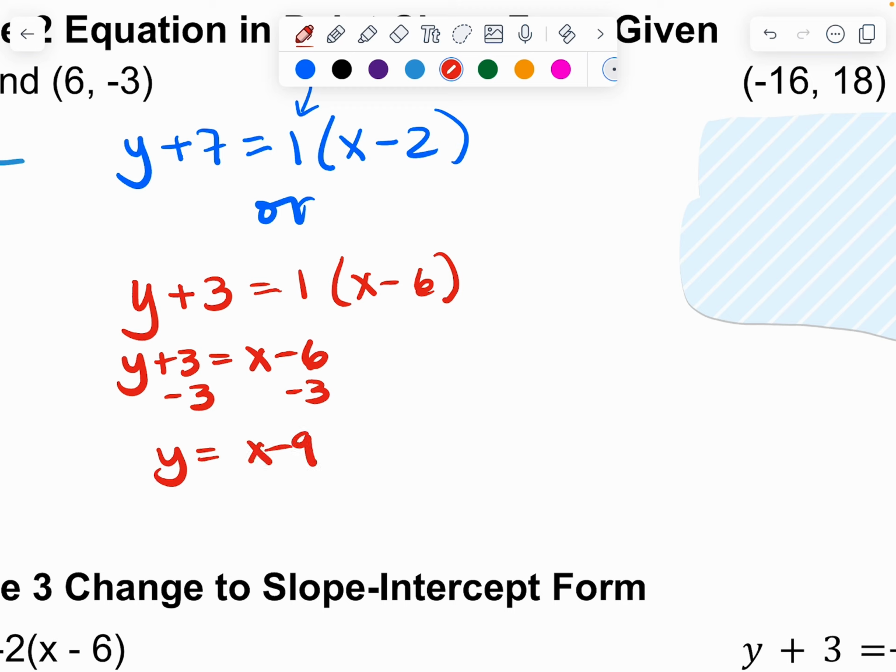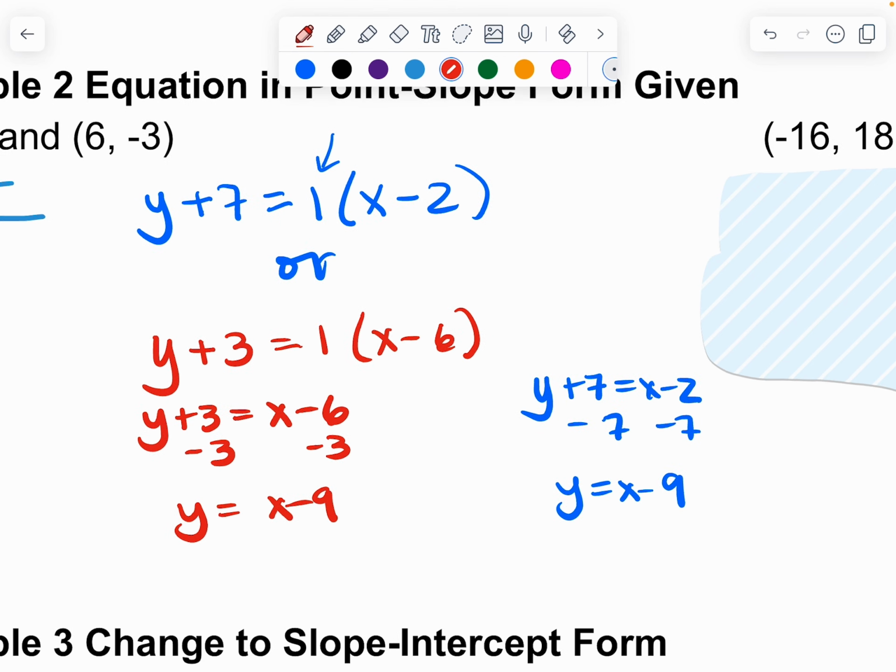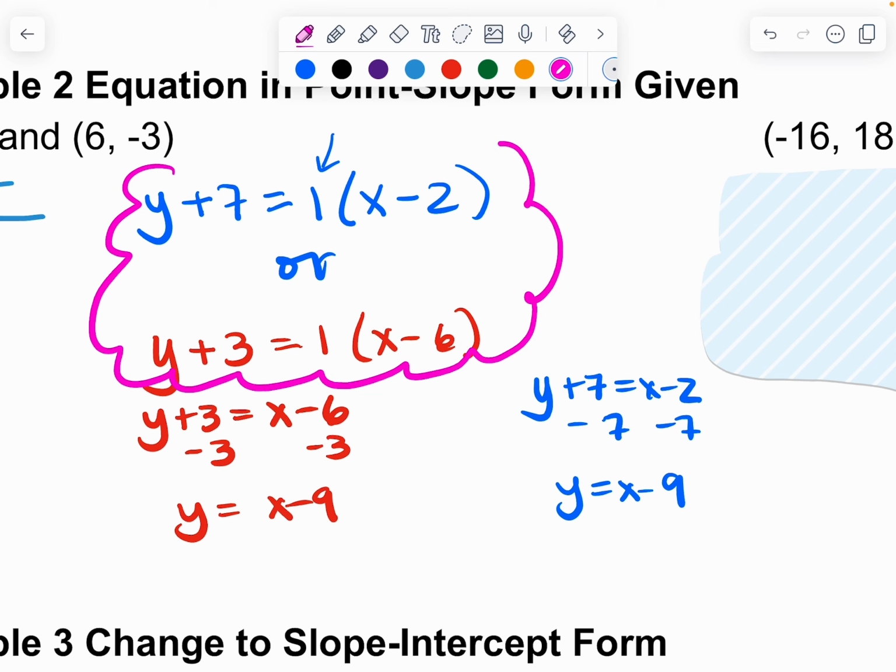If I did this one up here, I'm going to write it over here just because I don't have a lot of space. Subtract 7. Look at this. They come out to the exact same thing. These two equations are the same thing. That's that in point slope form.